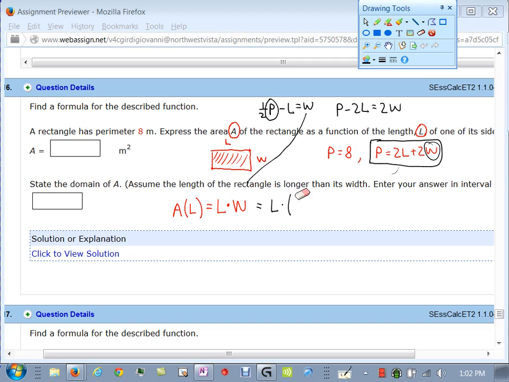So let me fix that. If P is 8, then half of 8 is going to be 4. So I have a 4 there minus L, which means that if I distribute the L through, I get 4L minus L squared. So if a rectangle has a perimeter of 8 meters, then the area of that is always going to be 4L minus L squared. So we've expressed the area in terms of its length.